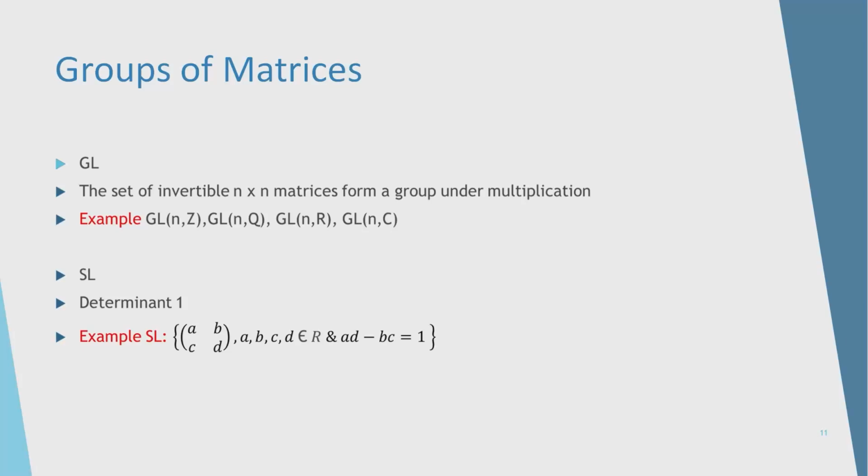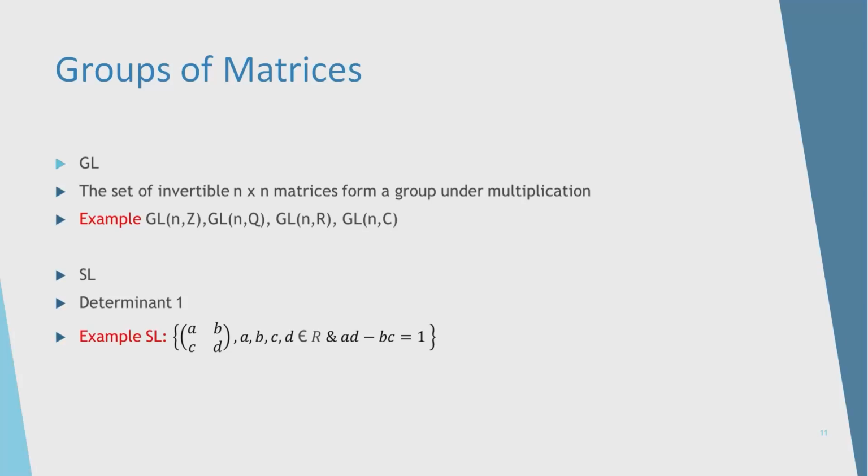Another important group is groups of matrices. Groups of matrices are denoted by GL, that is the general linear group. The set of all invertible n by n matrices under multiplication forms a group. Examples for a group of matrices are GL(n, Z), where n is the order of the matrix, then GL(n, Q), the rational numbers, also forms a group of matrices, then GL(n, R), GL(n, C).